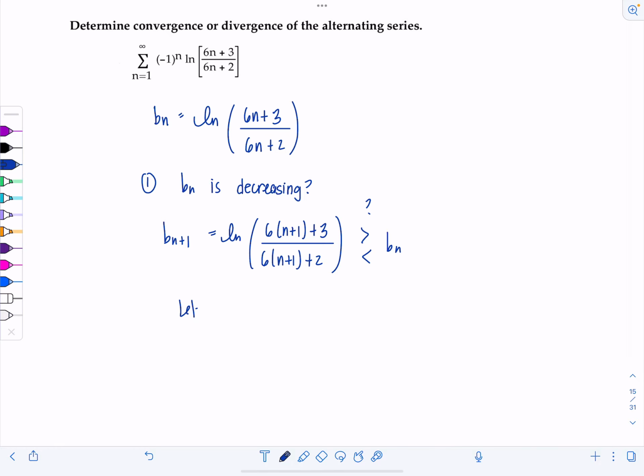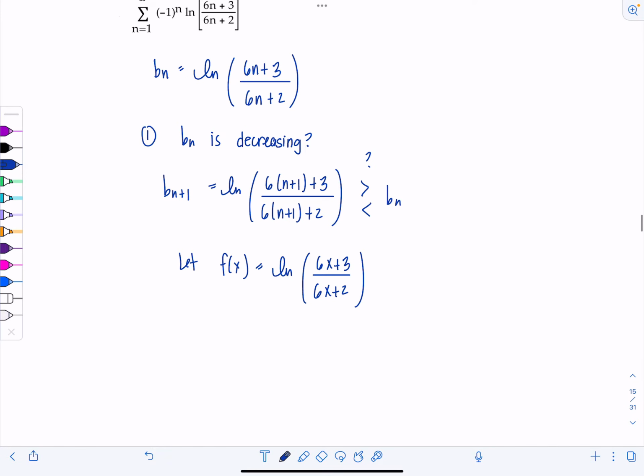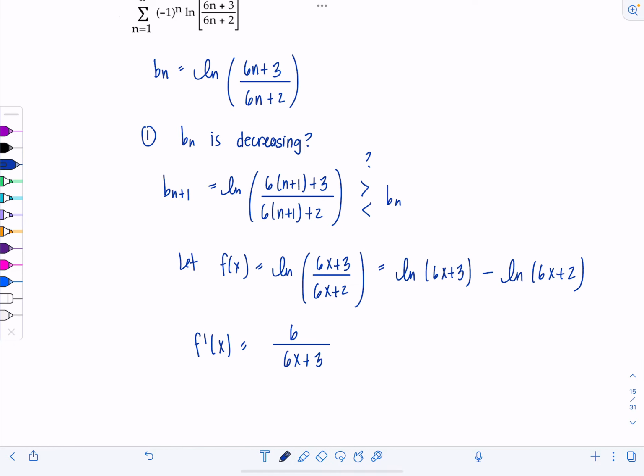So let's let f of x, always switch to x, equal ln of (6x plus 3) over (6x plus 2). And before I take the derivative, I'm going to use my log properties to make it easier. So ln(6x plus 3) minus ln(6x plus 2). So what's f prime? The derivative of ln(6x plus 3) is going to be 6 over 6x plus 3, minus, this is 6 over 6x plus 2.